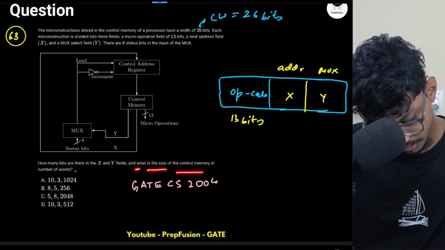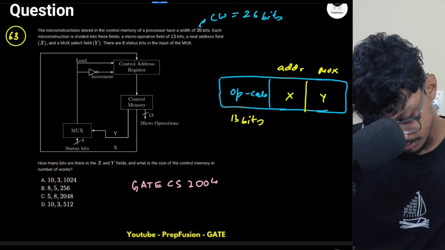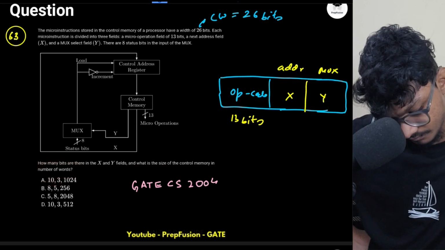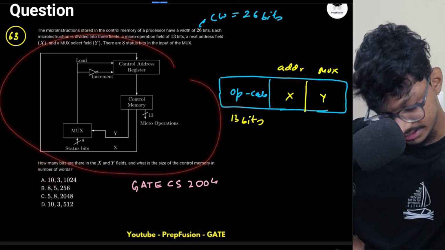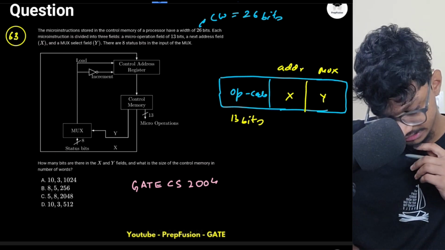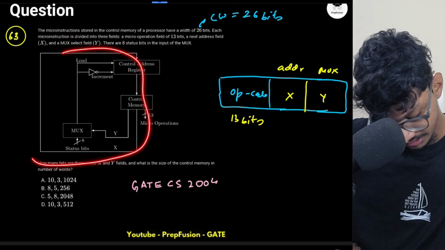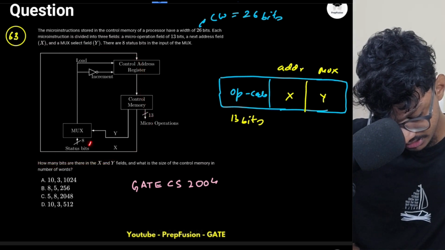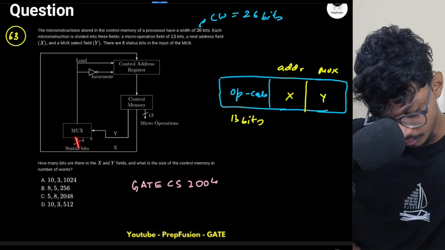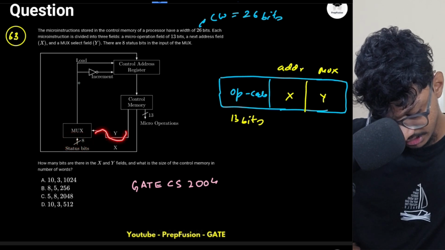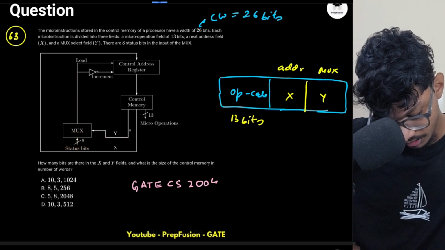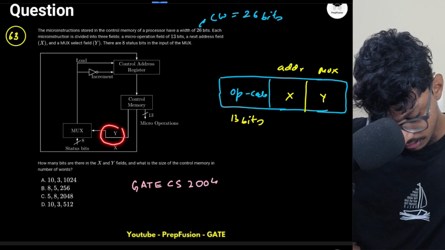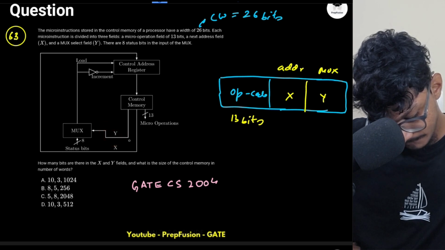And what is the size of the control memory in number of words? So I have to visualize this diagram. I am seeing this is a bus, right? All this is a bus. So this mux has 8 inputs, and these are the select lines and only one output.